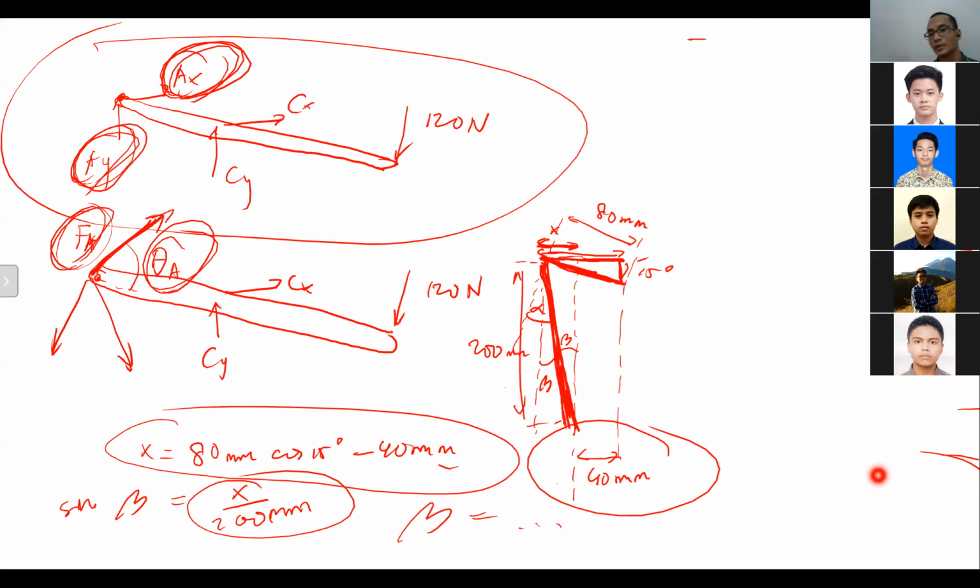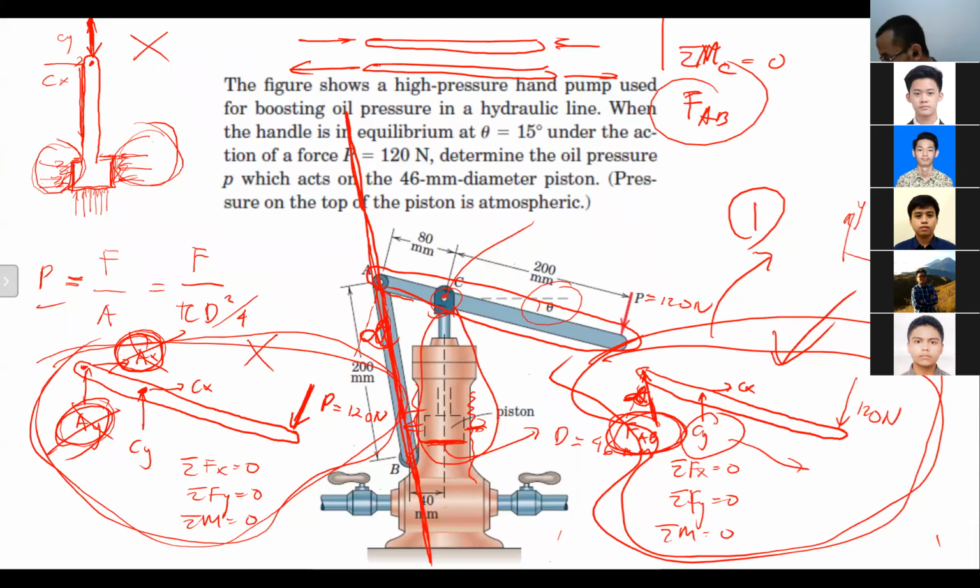Okay, thank you, Jovan. After we find beta, we can calculate for the moment, and then we can finish the calculation of Cx and Cy. So FAB will be known by calculating the moment at C, then Cx and Cy will be solved as well. It's supposed to be clear enough there. Any question about this particular problem before I move on to the next one?